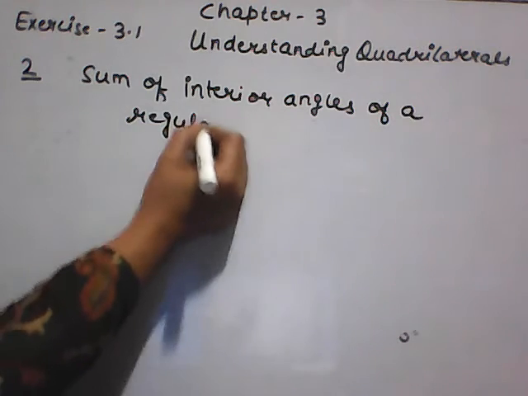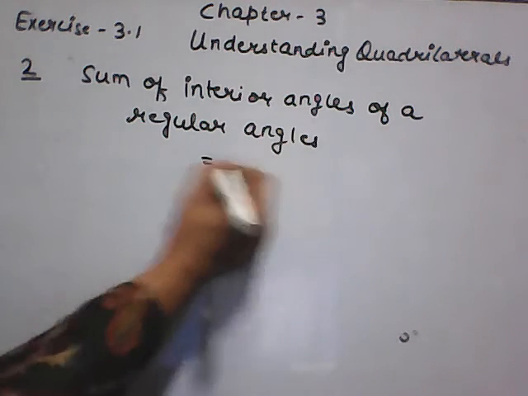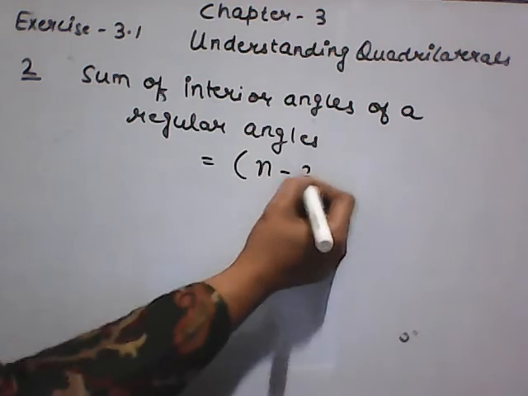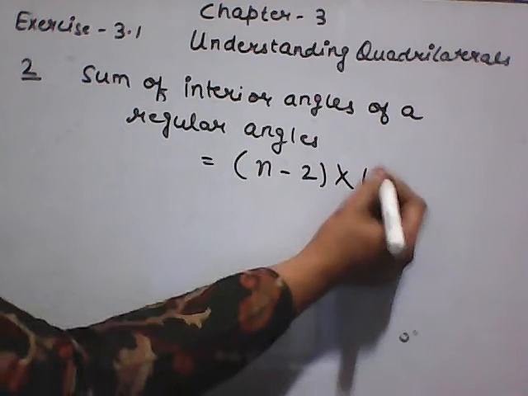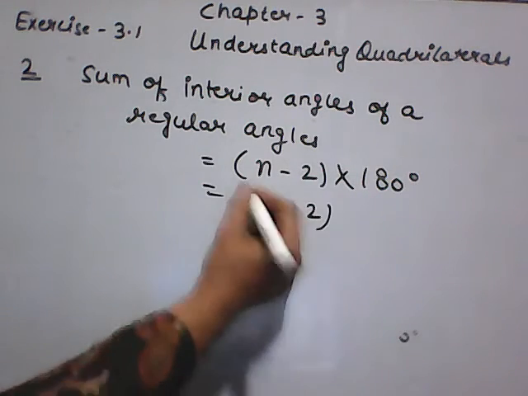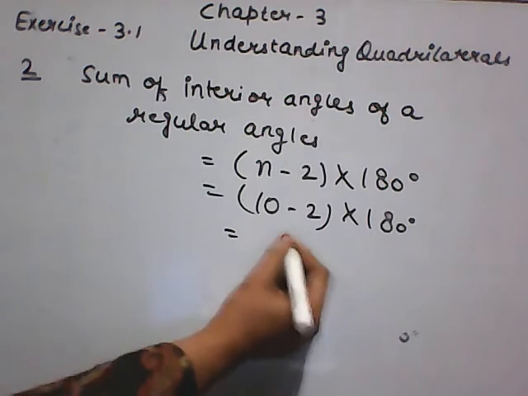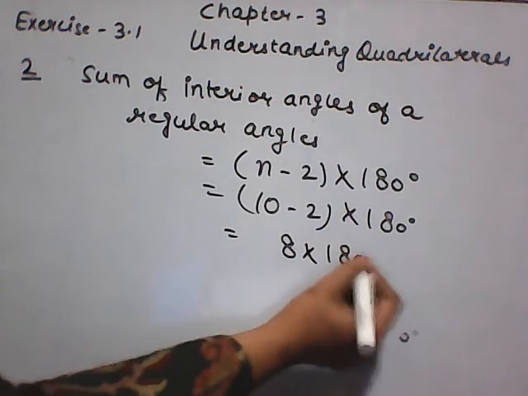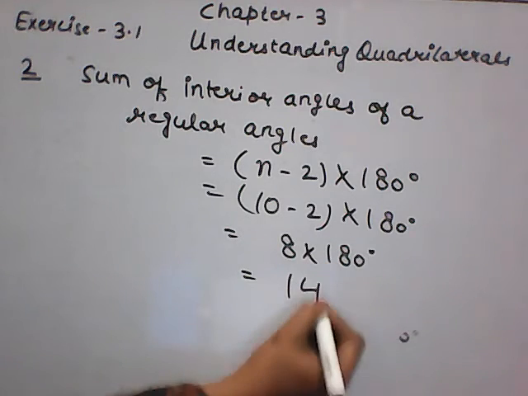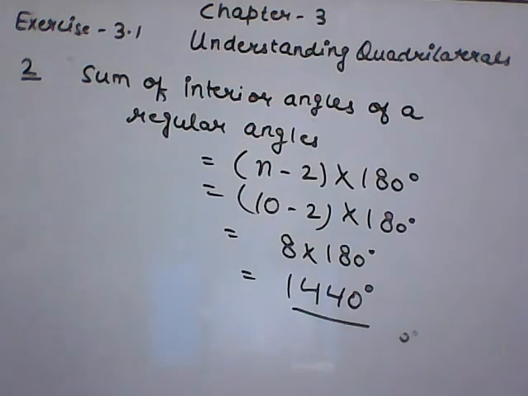We can calculate the sum of all interior angles of a regular polygon by using the formula (n minus 2) multiplied by 180 degrees. Here n is given to you as 10. So 10 minus 2 multiplied by 180 degrees. Here 10 minus 2 is 8, 8 multiplied by 180 degrees, that is equal to 1440 degrees. It is the sum of all interior angles of a 10-sided regular polygon.